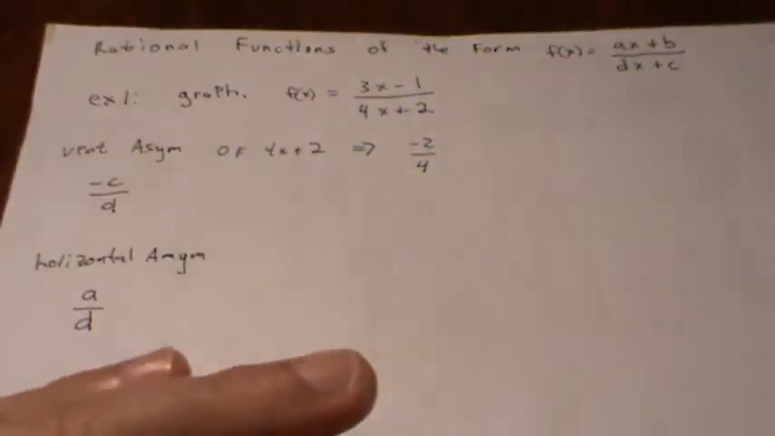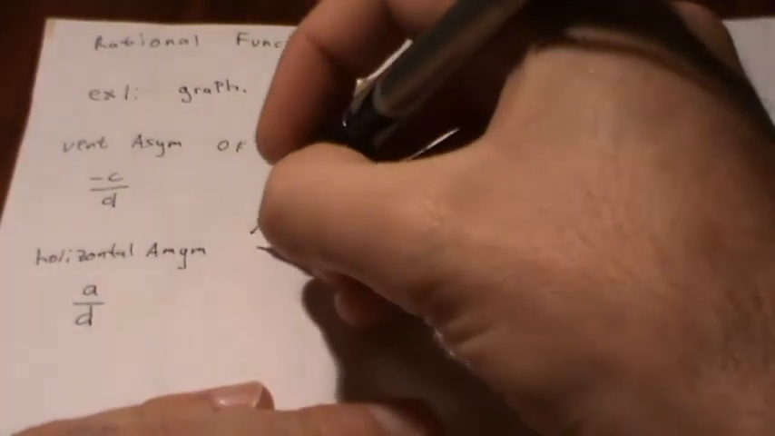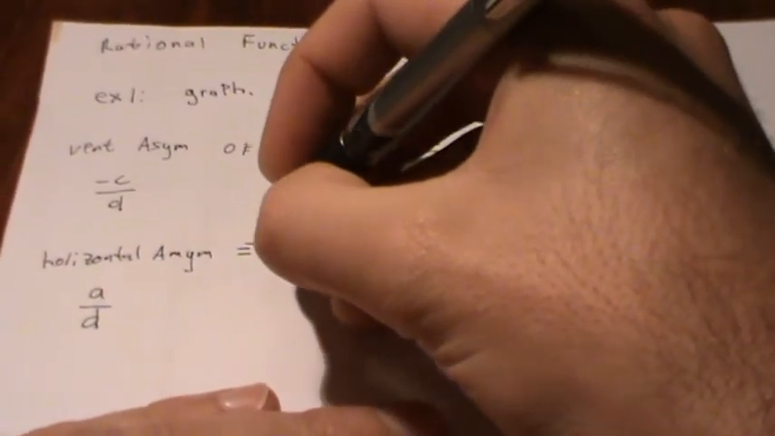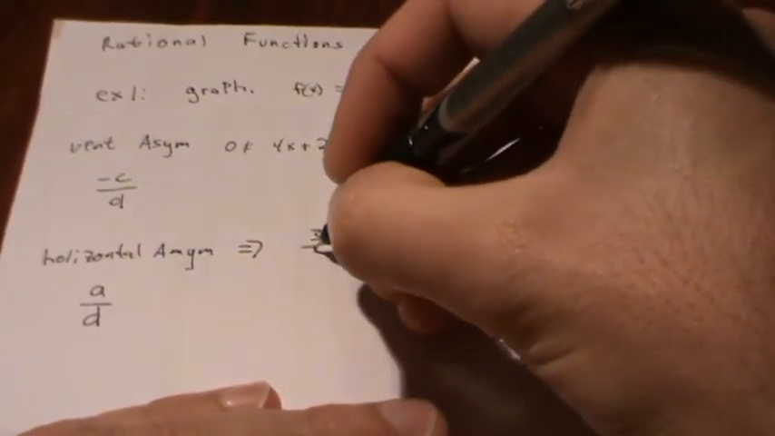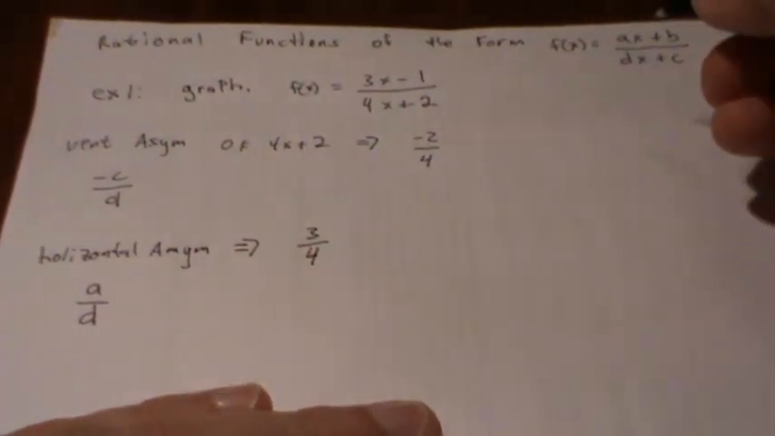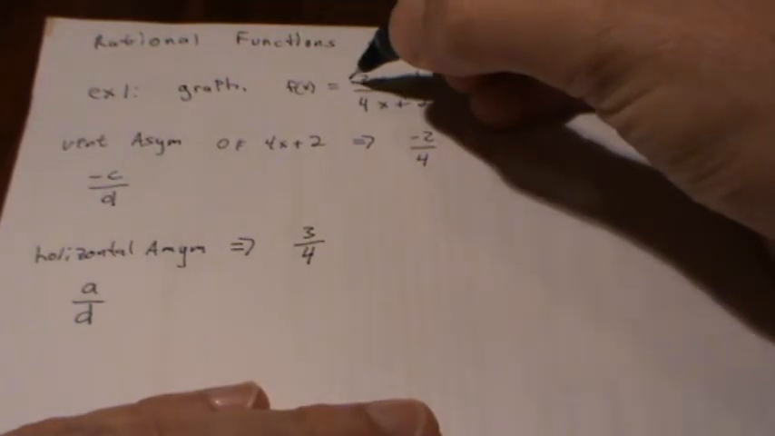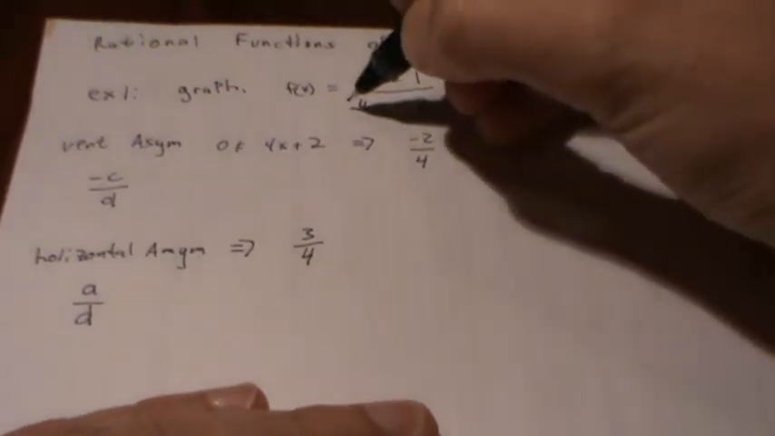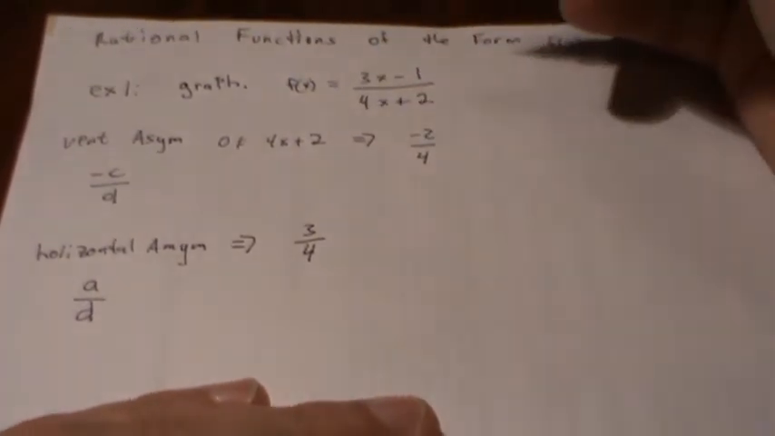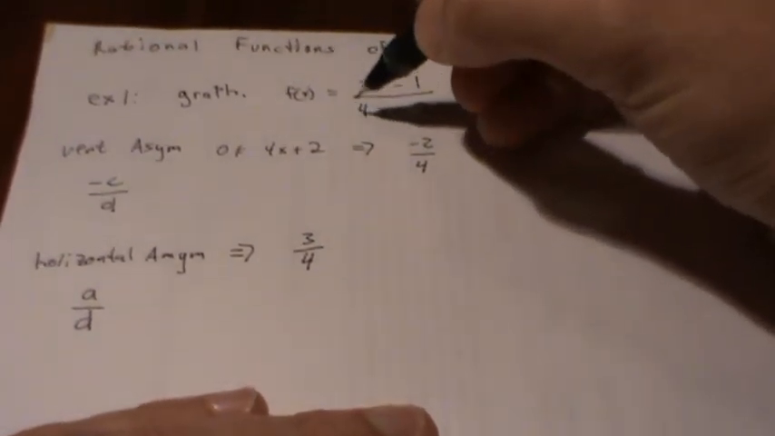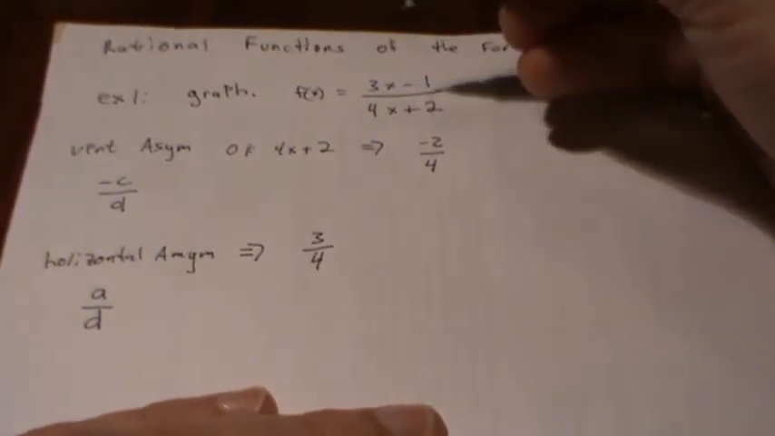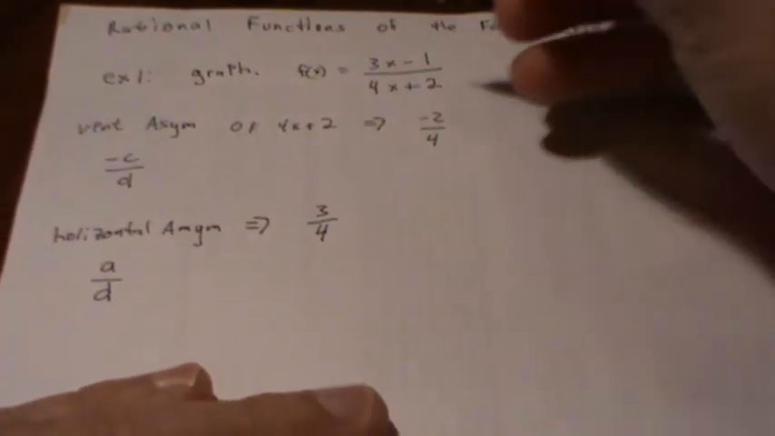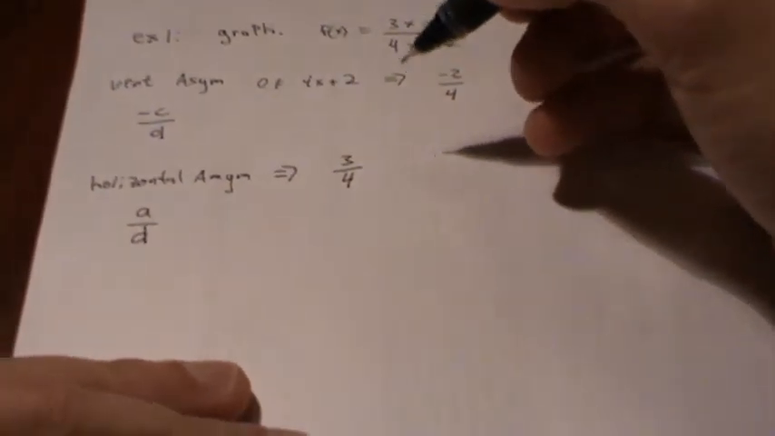And so we've got a vertical asymptote, and my horizontal asymptote is 3/4. If this number happens to be negative, then it's negative 3/4. If they're both negative, then it's a positive 3/4. Okay? So it's the ratio of those numbers.